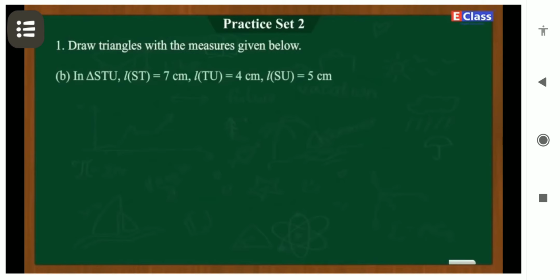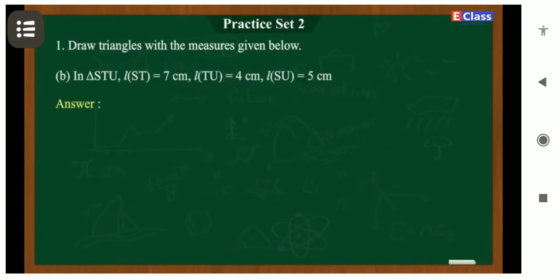B. In triangle STU, length of ST is equal to 7 centimeters, length of TU is equal to 4 centimeters, length of SU is equal to 5 centimeters.